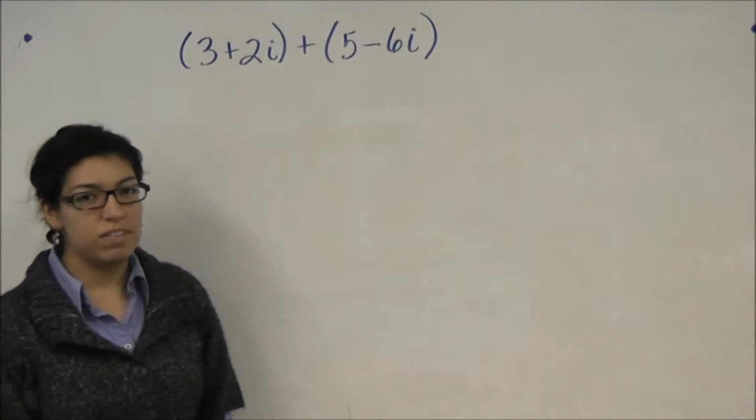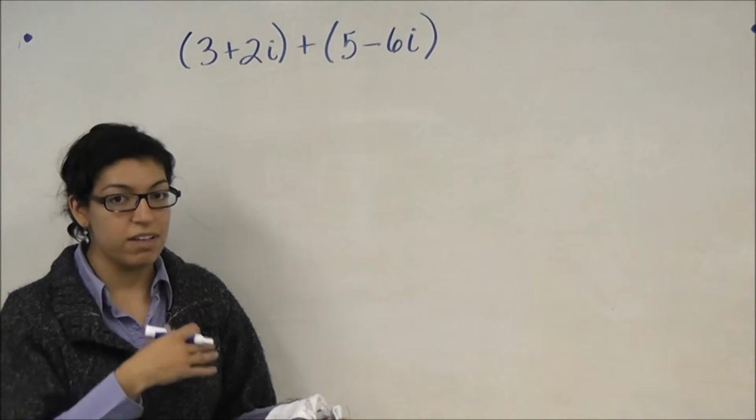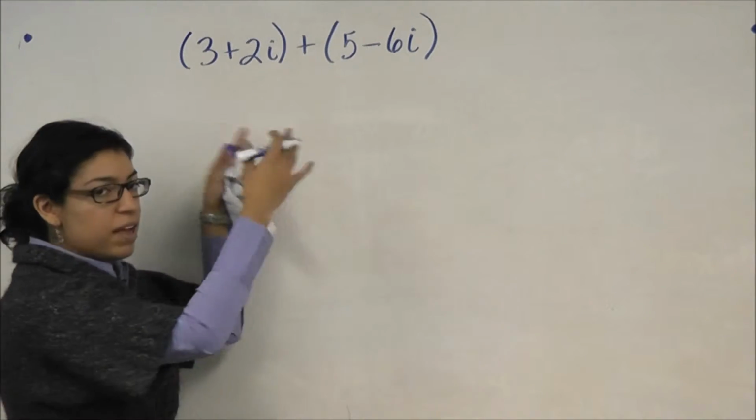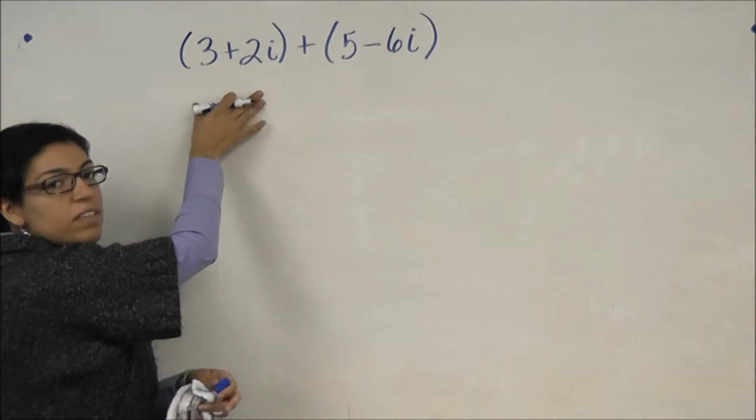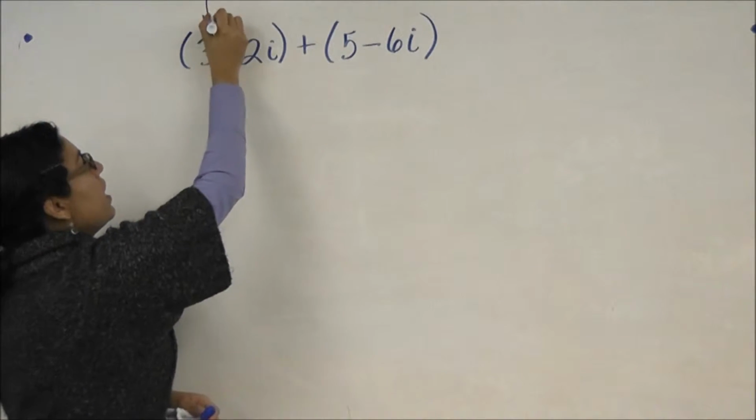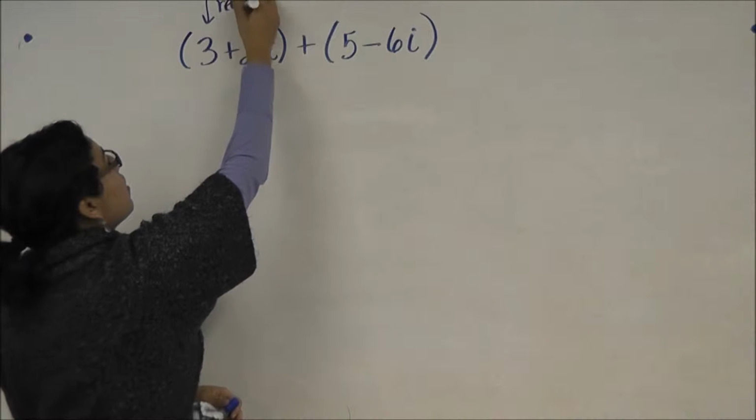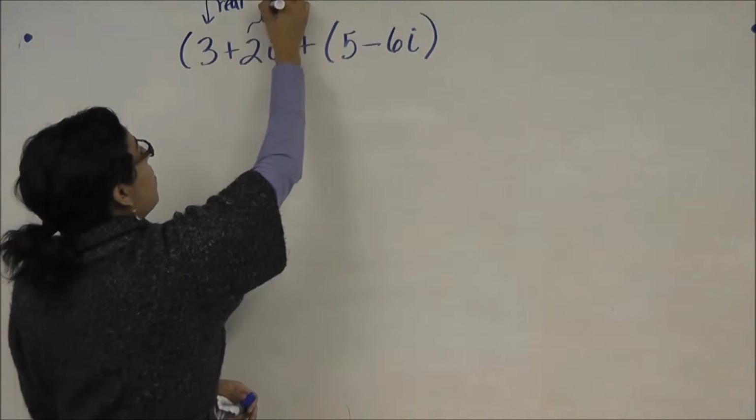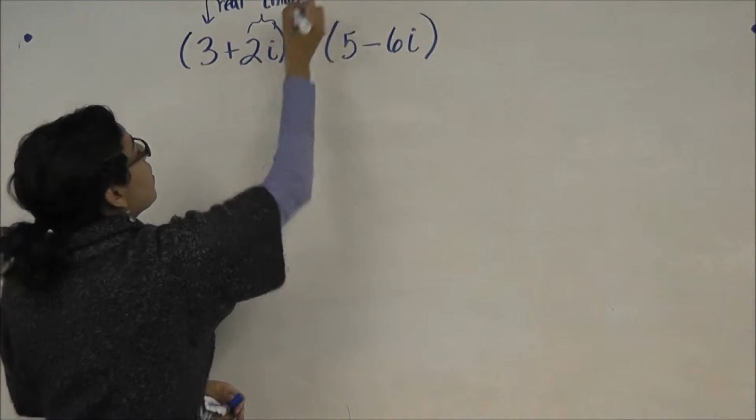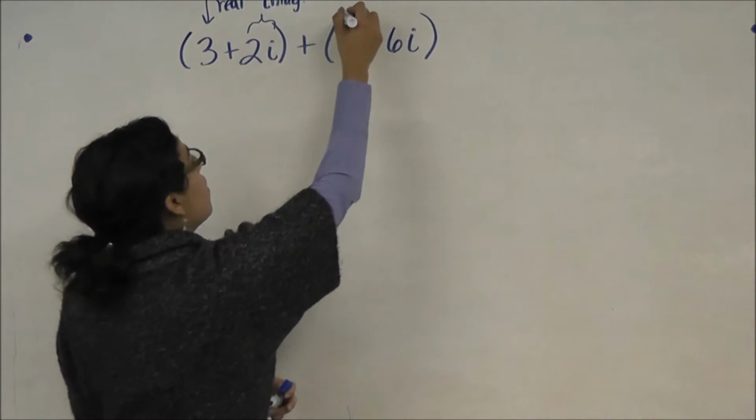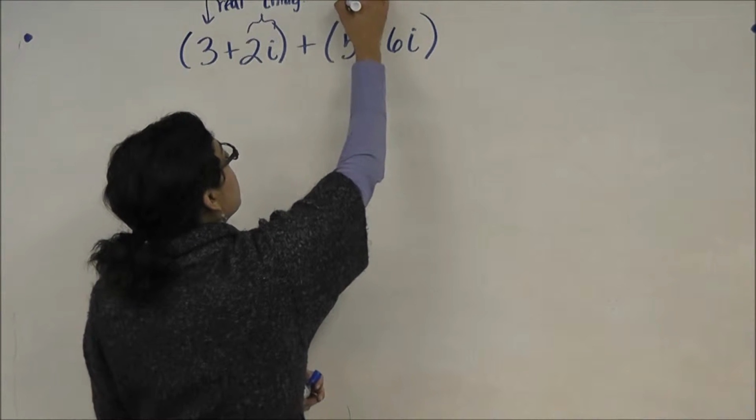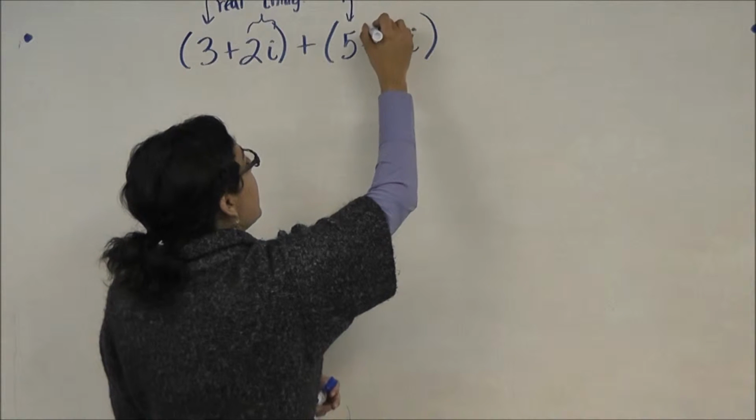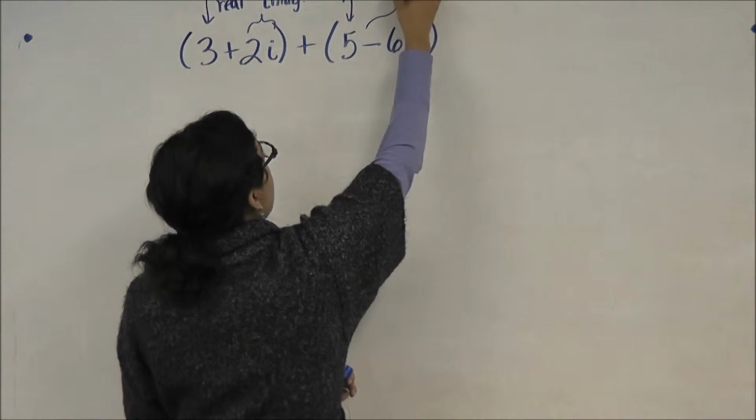The first thing that I would suggest would be to identify the real and imaginary parts of each complex number. So our first complex number, 3 is real, and the 2i would be imaginary. In our second complex number, the 5 is real, and the negative 6i is all imaginary.